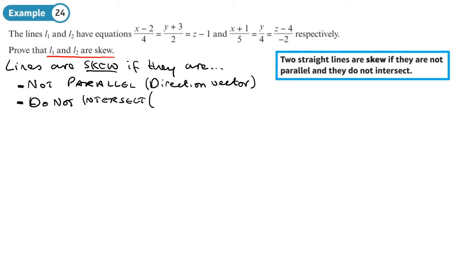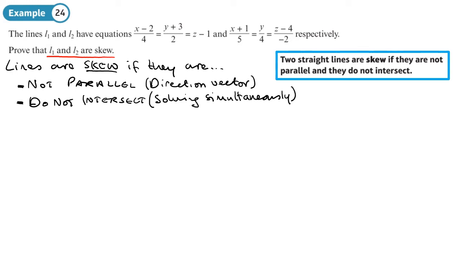So finding out whether they intersect is about solving, isn't it? Solving simultaneously and showing that there's no solution. So yeah, skew means that they are not parallel and they do not intersect. So we need to do that with these two lines. Now the first thing that we need to do is write them in column form, equation form, because in Cartesian form it's going to be tricky to do.